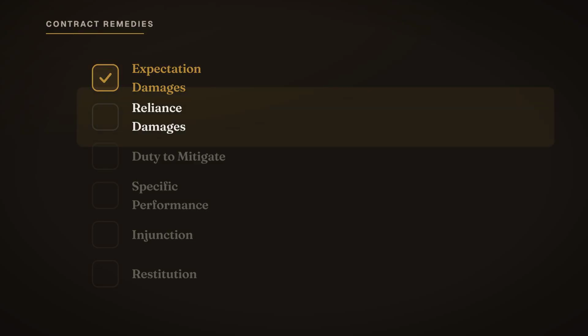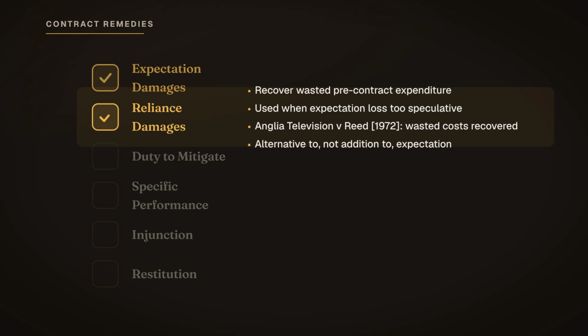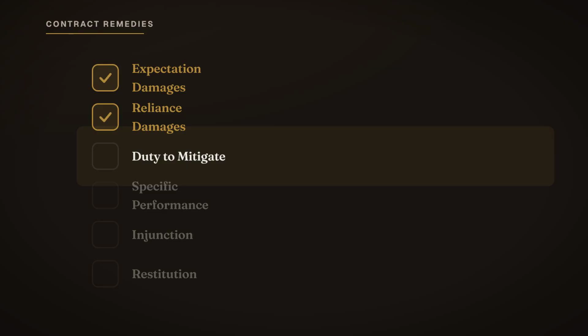Sometimes expectation loss is too difficult or speculative to quantify. In those cases, a claimant may instead claim reliance damages, recovering wasted expenditure incurred in anticipation of the contract being performed. The key authority is Anglia Television v. Reed from 1972, where the Court of Appeal allowed the claimant to recover pre-contractual expenditure that was wasted when the defendant actor walked out. Crucially, reliance and expectation damages are alternatives. You cannot claim both, and if the defendant can show the venture would have made a loss, reliance damages may be reduced accordingly.